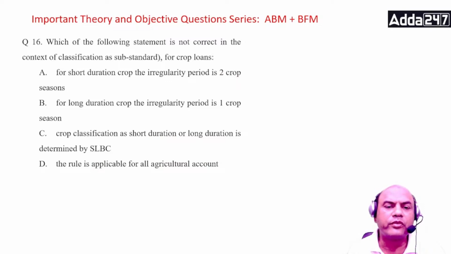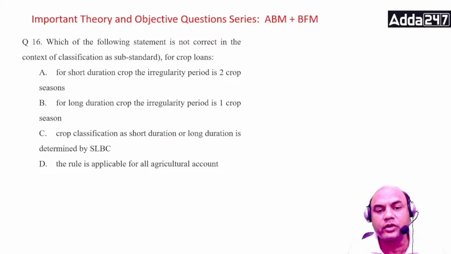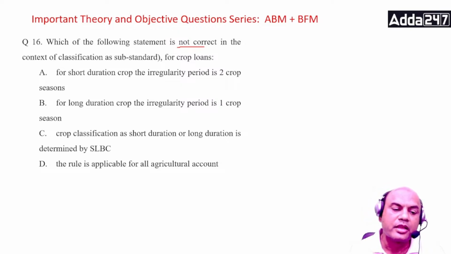Next one. Which of the following statements is not correct in the context of crop loans? We are talking of crop loans and we want the one that is not correct. For short duration crops, the irregularity period is 2 crop seasons. For long duration crops, the irregularity period is 1 crop season. Crop classification as short duration or long duration is determined by SLBC. The rule is applicable for all agricultural accounts.